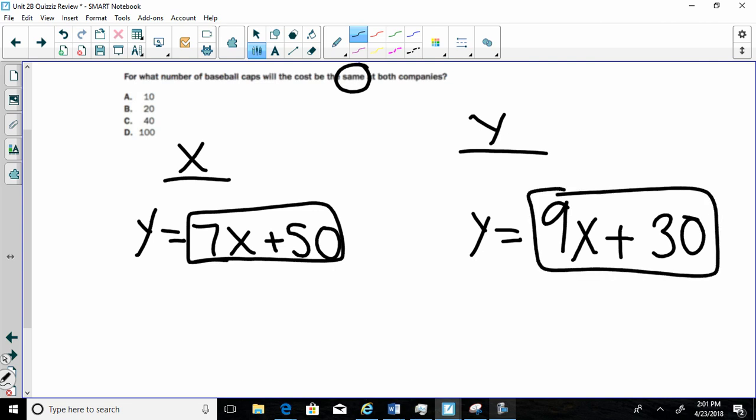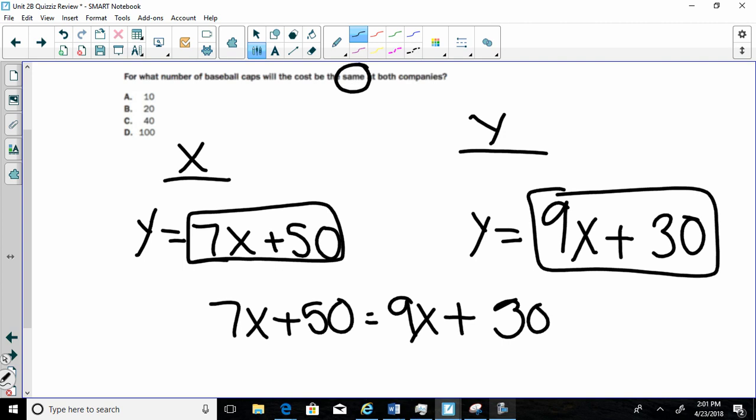You get x equals what? 10. Now, what is x in this problem? The number of baseball caps, right? And it says the number of baseball caps. So would 10 be your answer? Mm-hmm. Because sometimes they may say, how much money will they spend total? And sometimes they may be looking for the y coordinate. But here, they only wanted the x coordinate.